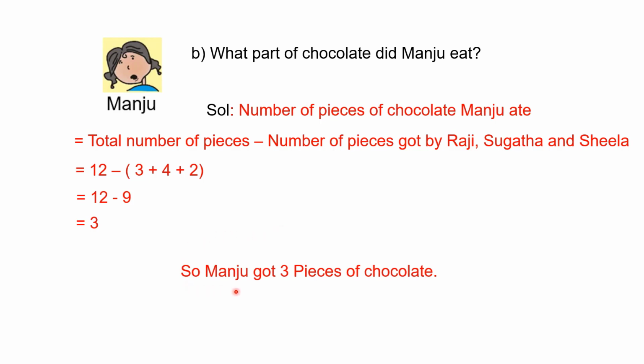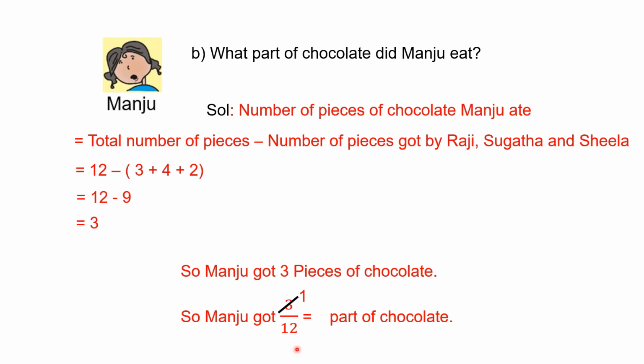So Manju got 3 pieces of chocolate. But here we have to find out the part of chocolate Manju ate. So Manju got 3 by 12 part of chocolate. 3 by 12. We can simplify this fraction. Simplification of a fraction means we have to divide the numerator and the denominator by the same number.